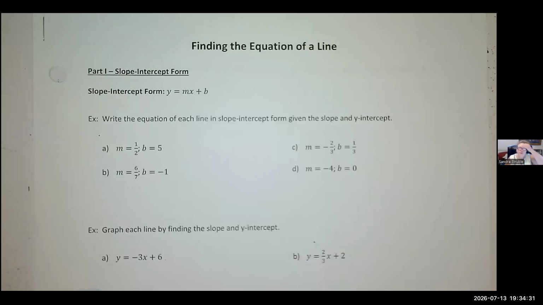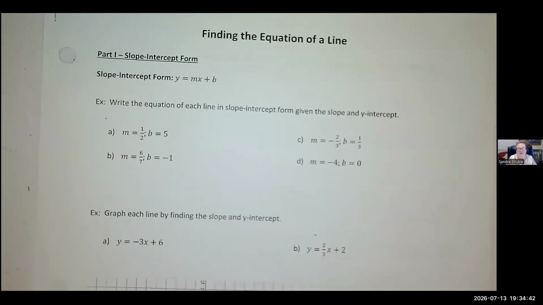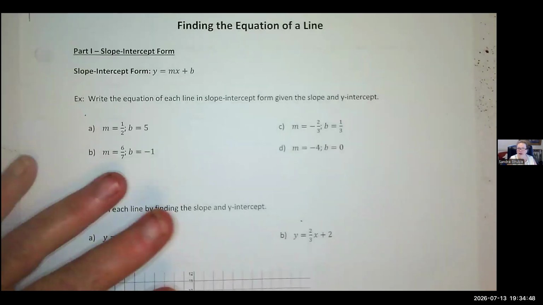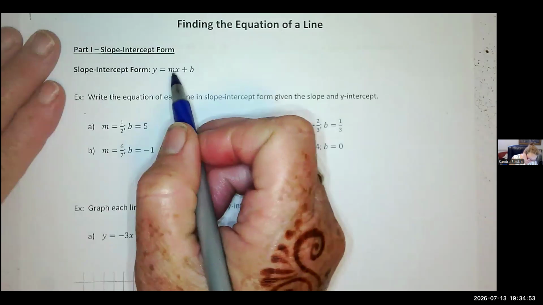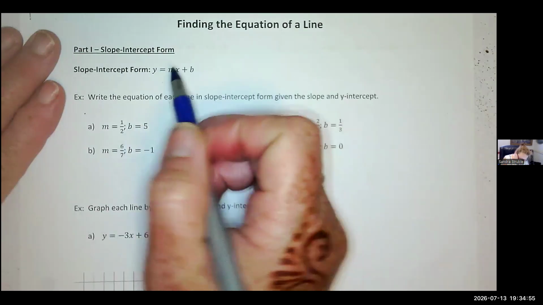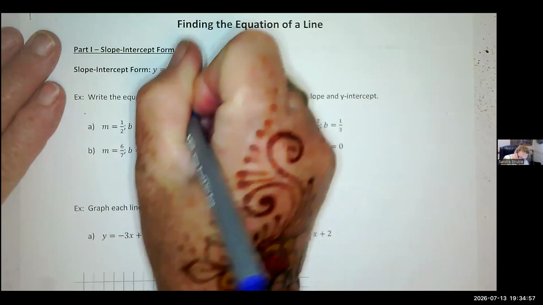Hey, let's cover the part one portion of finding the equation of a line. This is just starting off with the slope-intercept form. I've already introduced this a little bit to bring it to your attention, but haven't forced it so much as I'm going to now. Slope-intercept form is y equals mx plus b, where m is your slope and b is your y-intercept.